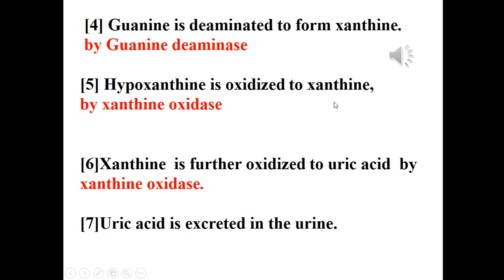Then, number 4, guanine is deaminated to form xanthine by guanine deaminase. Number 5, hypoxanthine is oxidized to xanthine by xanthine oxidase and then further oxidized. It means the xanthine is further oxidized to uric acid by xanthine oxidase. Uric acid is then finally excreted in the urine.